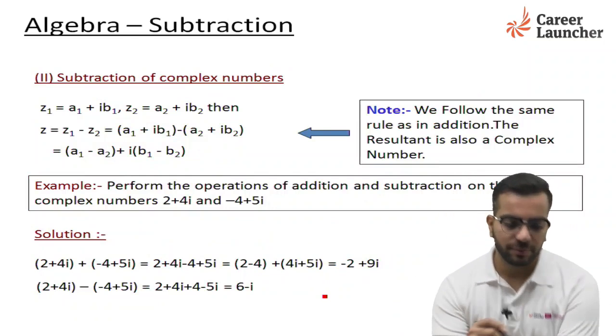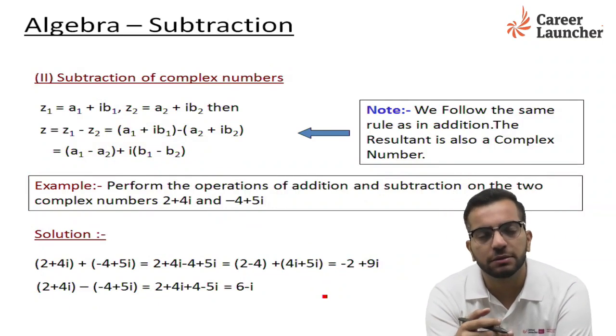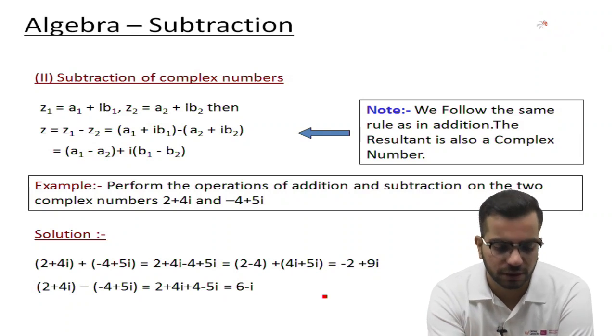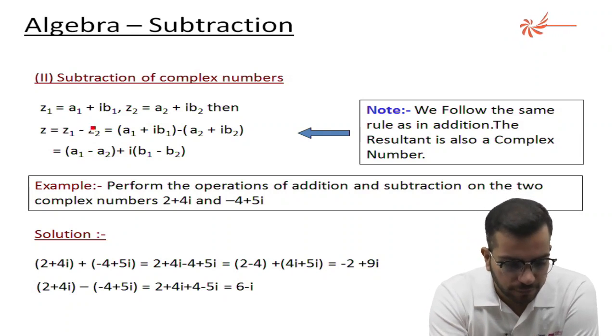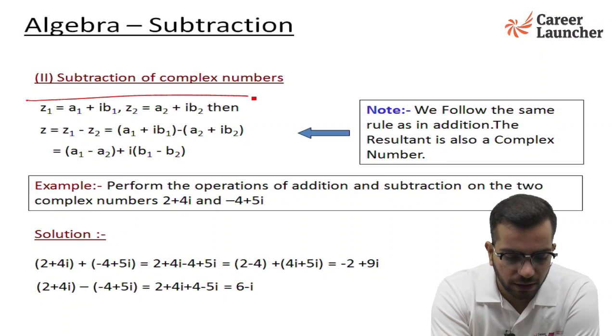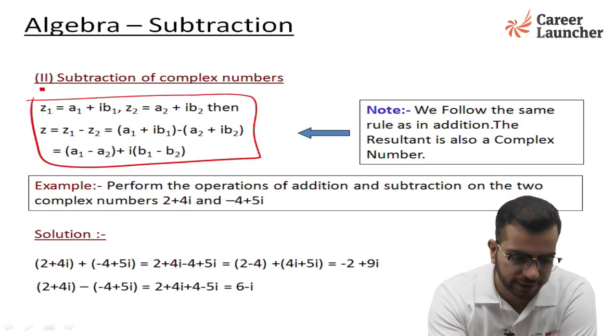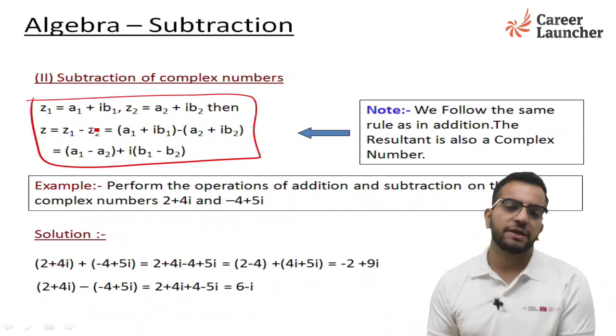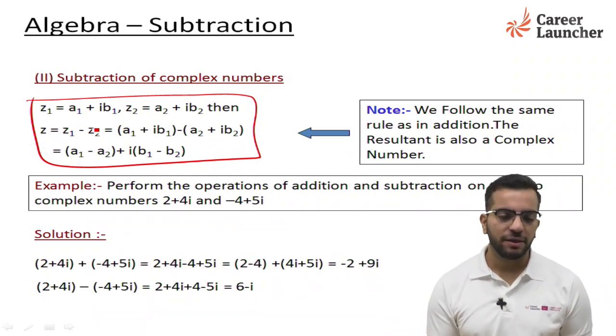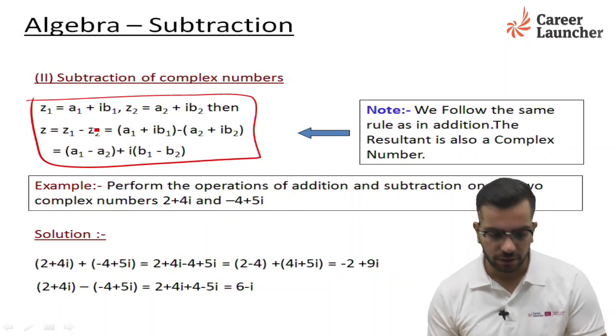Now let me tell you subtraction. Subtraction is the same as the addition of complex numbers, just we have to change the sign. Here you can see the definition of subtraction of complex numbers. The real part is subtracted from the real part only, and the imaginary part will be subtracted from the imaginary part.